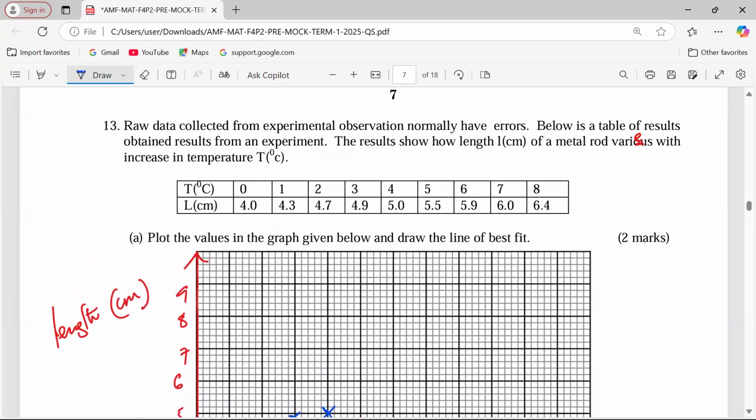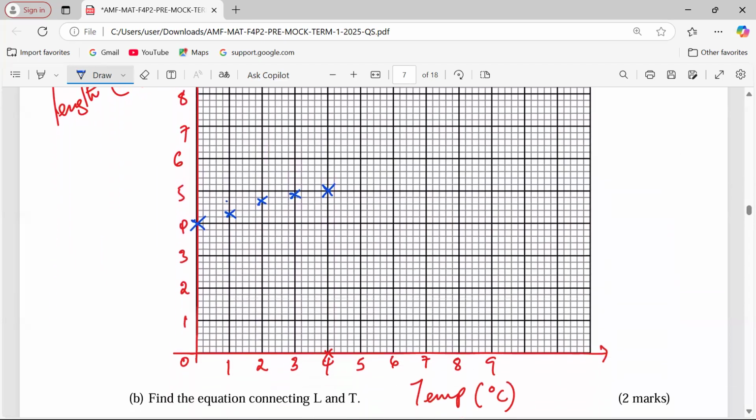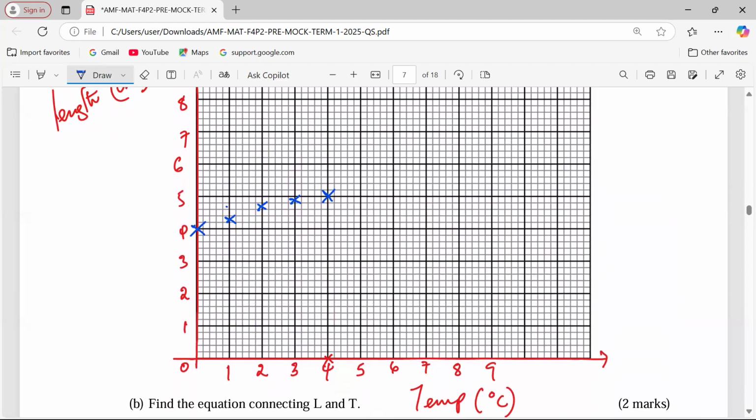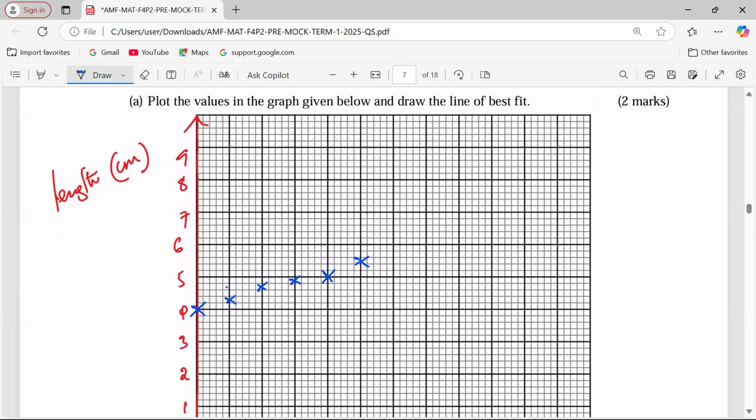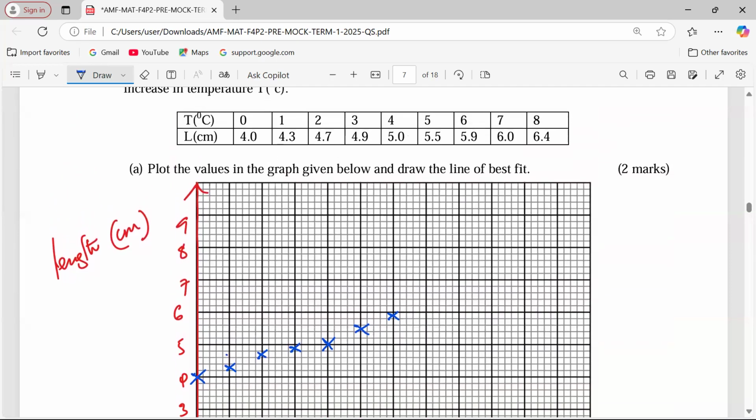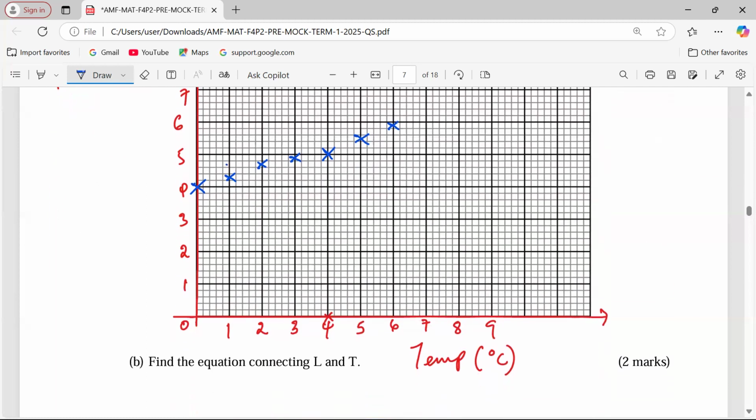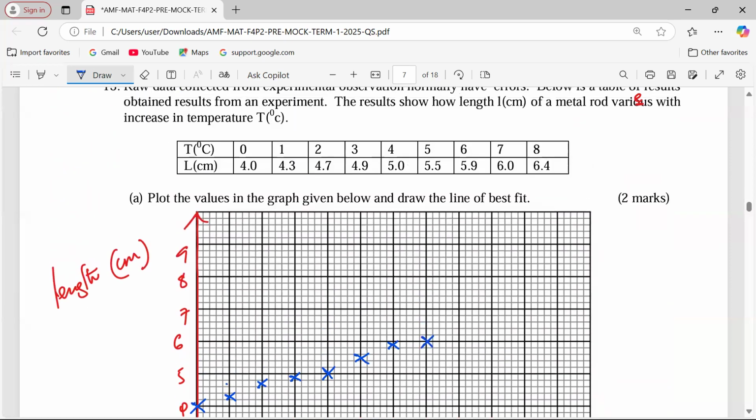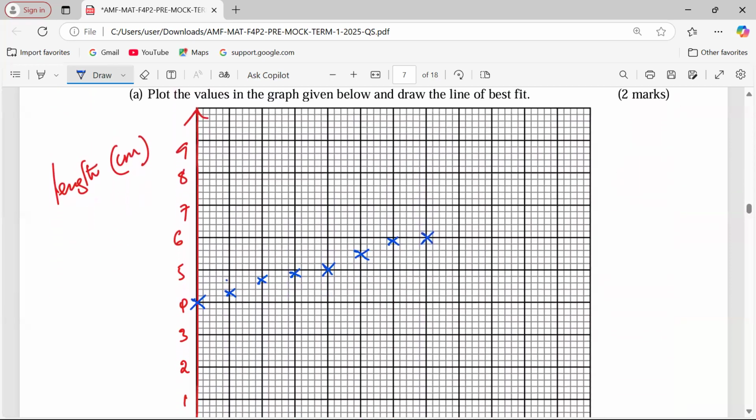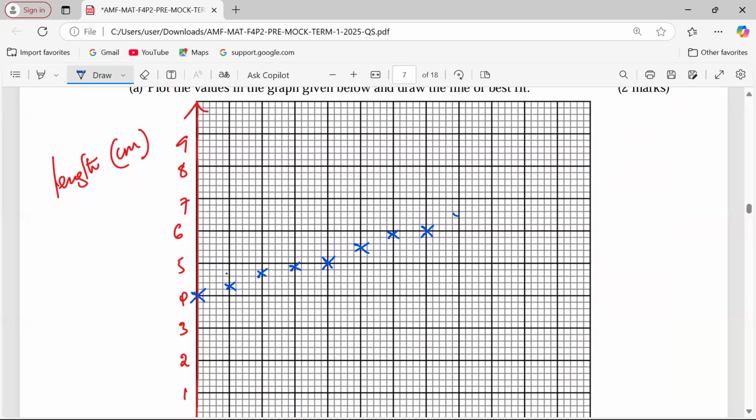5 goes with 5.5. What about 6? 6 goes with 5.9, just below 6. Then 7 goes with 6.0. A temperature of 7 goes with 6.0. A temperature of 8 goes with 6.4. So 8 goes with 6.4.